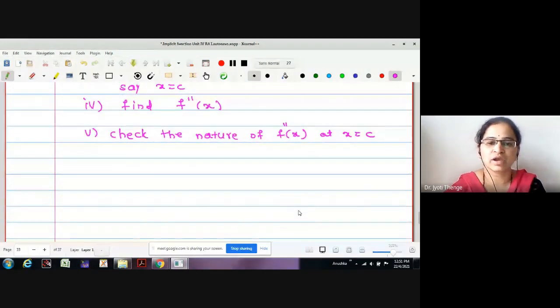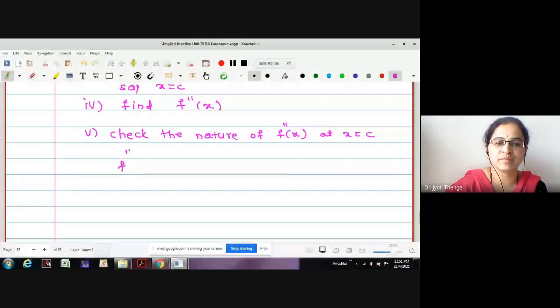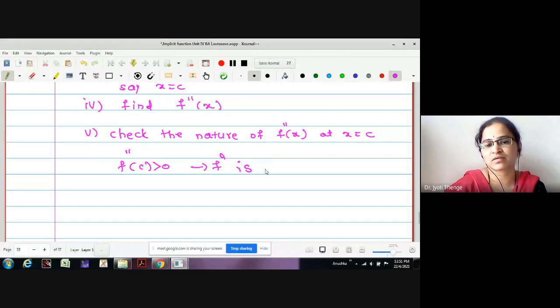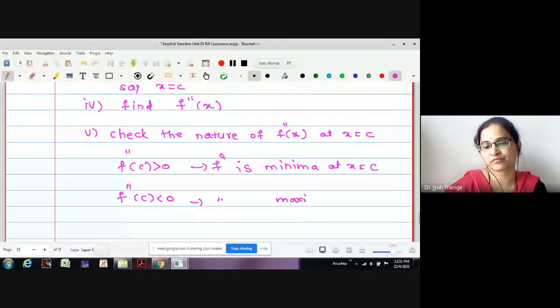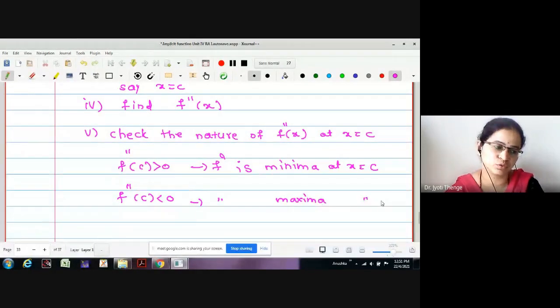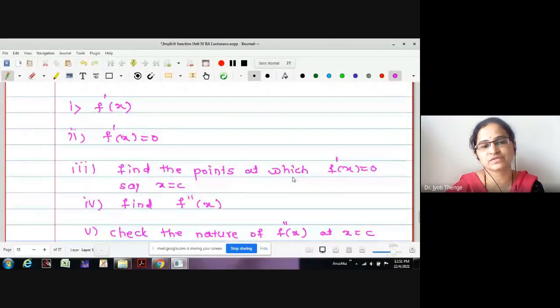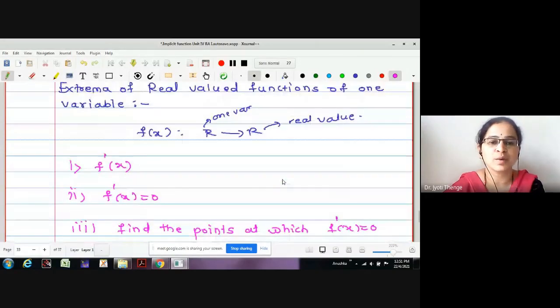If f''(c) is greater than 0, function is minima at x equal to c. If f''(c) is less than 0, function is maxima at x equal to c. This is what the process is. This is what we have used. We have solved examples by using this methodology.